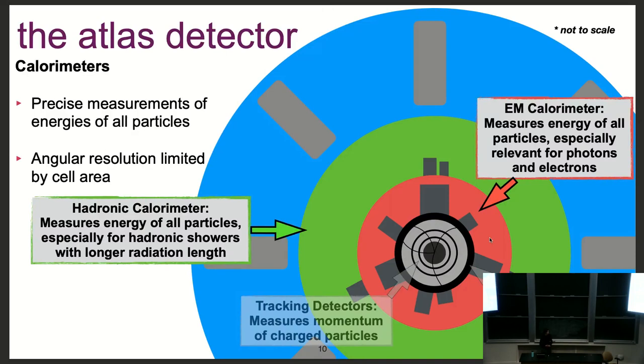Surrounding this, we have two calorimeters. We have the electromagnetic and the hadronic calorimeter. I won't go into the differences here, but their goals are essentially the same, which is to measure the energy of particles very precisely. So this is a little bit distinct from trackers, where it's not so focused on resolving individual particles. It's more trying to resolve the amount of energy that was produced in these collisions. And these have some limitations in their angular resolution based on just the detector design. But they are able to measure the energy really well, especially as you go to higher energies. So in some ways, very complementary to the tracker.